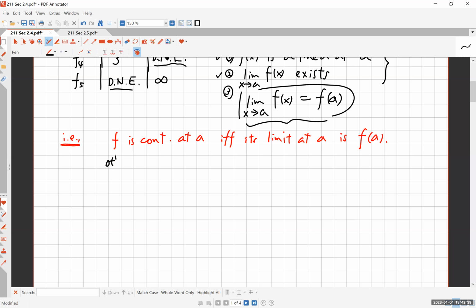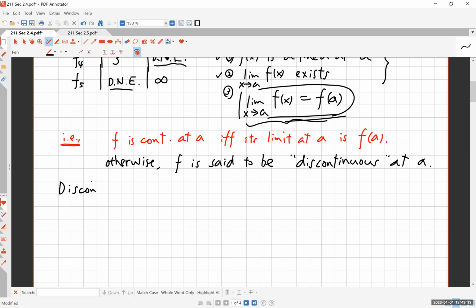So otherwise, that means else, if it's not continuous, then f is said to be not continuous, and the word is discontinuous. So discontinuous at a. The function is either continuous or discontinuous at a. If this equation doesn't hold, or if one or both of the sides are missing, then we say the function is not continuous, or you can say the function is discontinuous at that point. Okay, so when is the function discontinuous? Types of discontinuity.